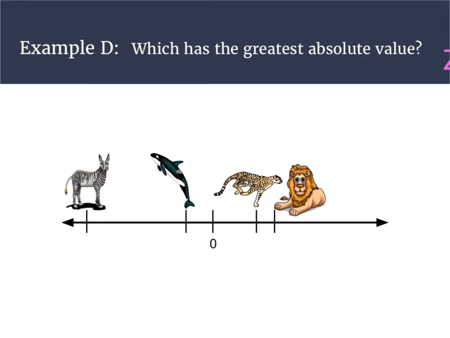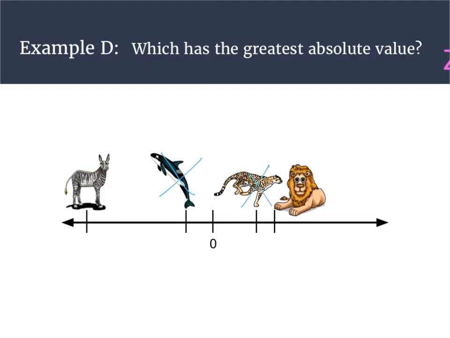So if I'm taking a look, my cheetah and my whale are very close to 0. So those are probably not going to be the correct answers. So I can go ahead and draw an X through them. I know they're very close to 0, so they are not going to be right. My next choices are a zebra and a lion. Now the lion is pretty far away from 0, but the zebra is much further away from 0.